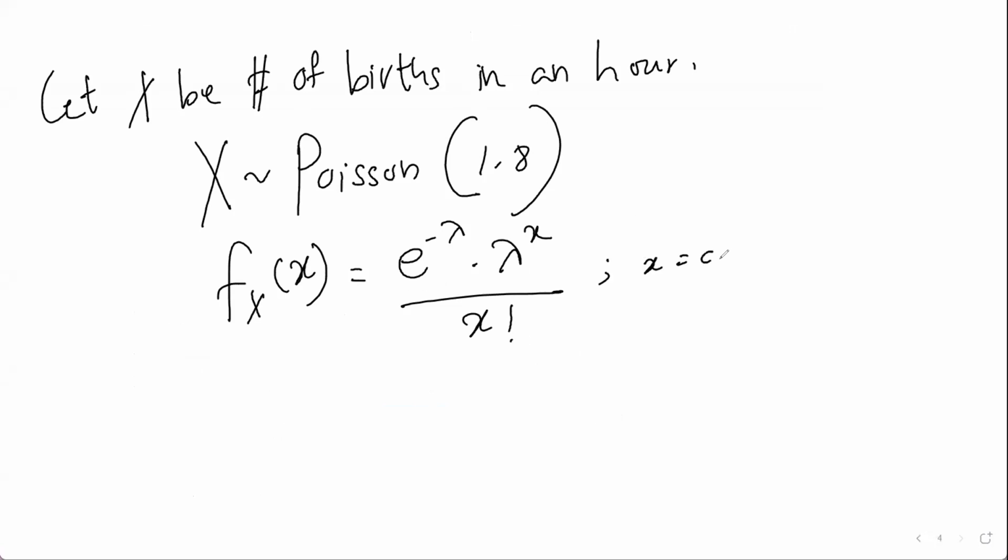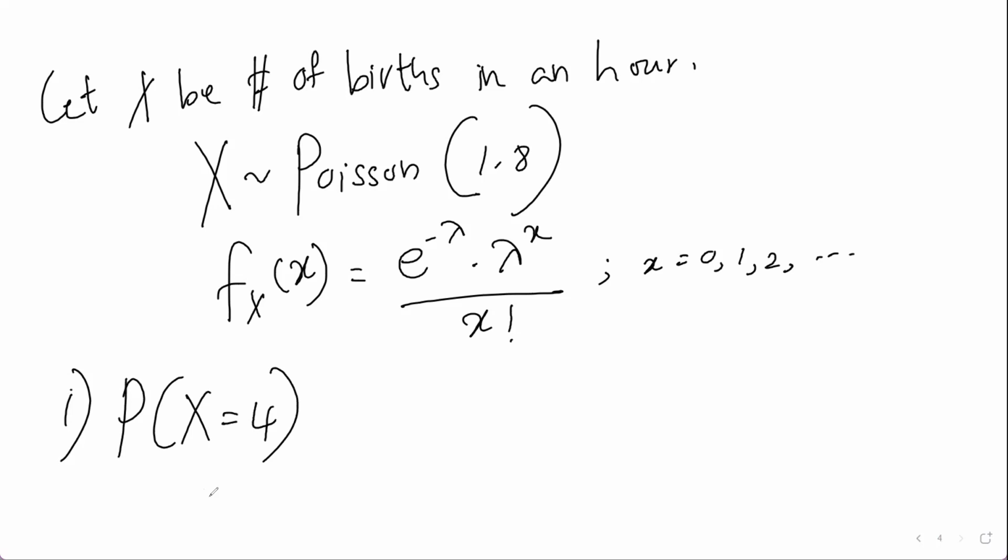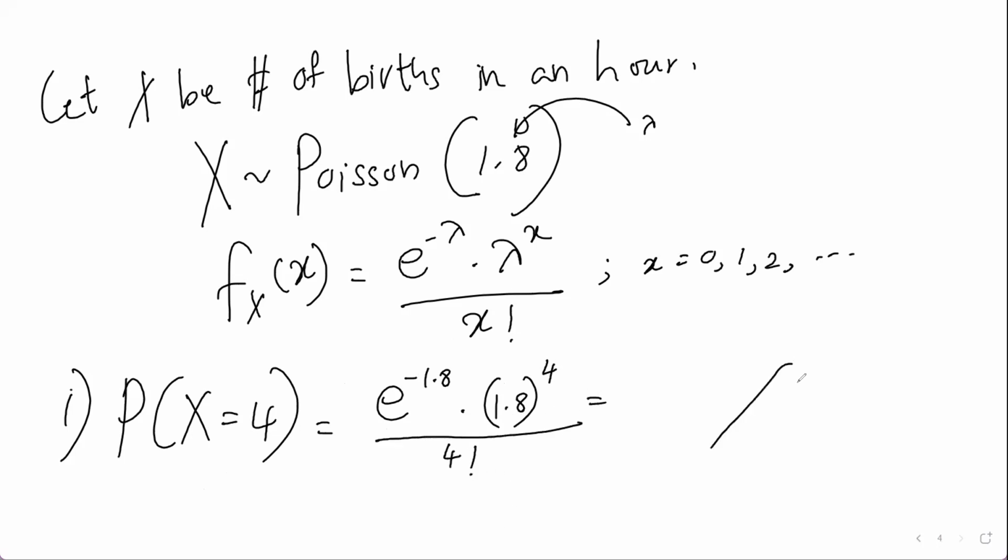We'll just write the domain. Likewise, to answer the first question, we have to compute this. Within an hour, when the birds come, so e to the power minus lambda, lambda is about 1.8. This is lambda, right? 1.8 to the power x is 4, divided by factorial 4. You can type this in your calculator and get the answer.